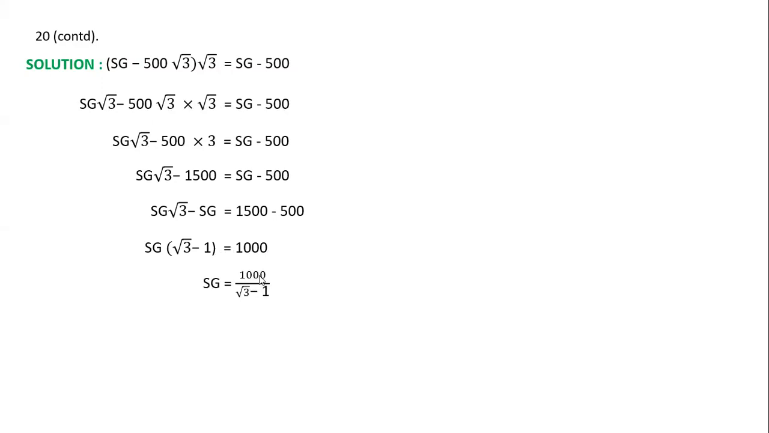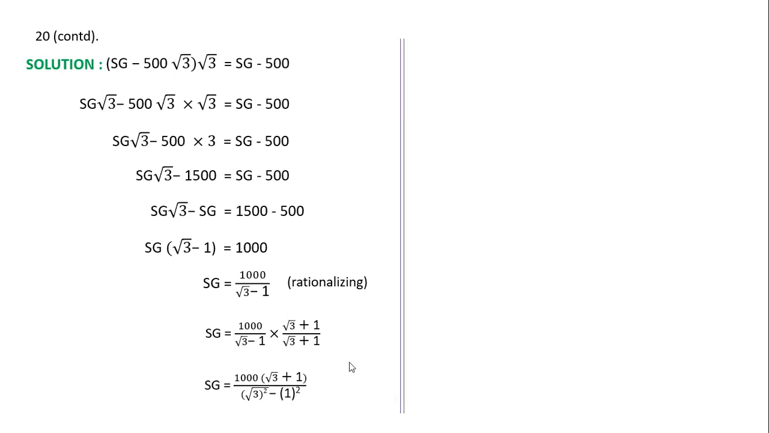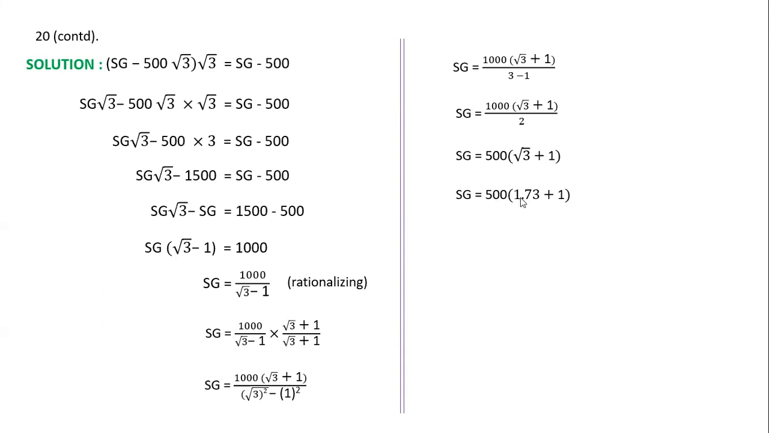SG is equal to 1000 upon root 3 minus 1. You rationalize it, you'll get SG is equal to 1000 into root 3 plus 1 upon root 3 minus 1 into root 3 plus 1. So 1000 into root 3 plus 1 upon 3 minus 1, that is 2. That is 500 into root 3 plus 1. SG is equal to 500, root 3 value is 1.73 plus 1. 500 into 2.73, that is 1365 meters.